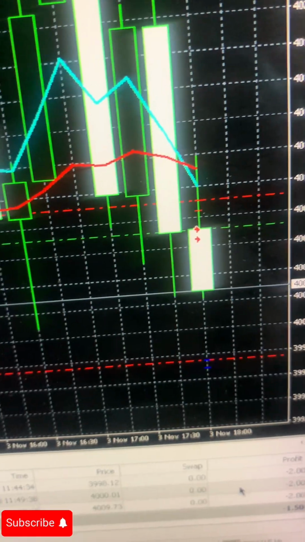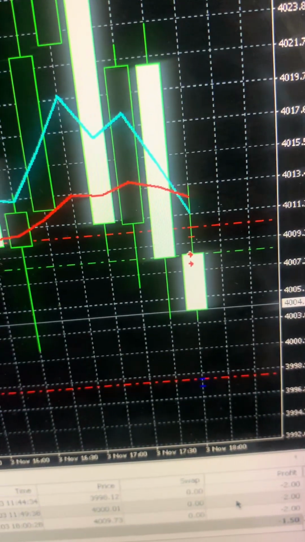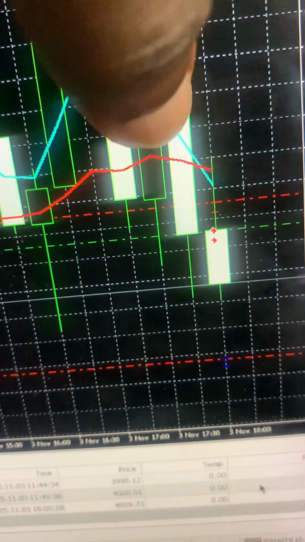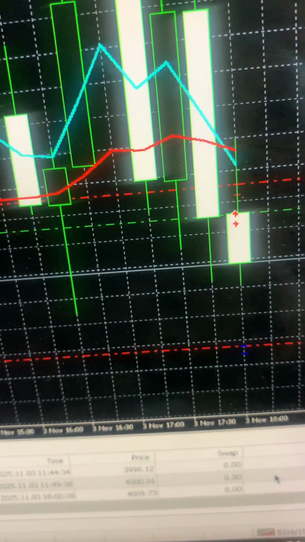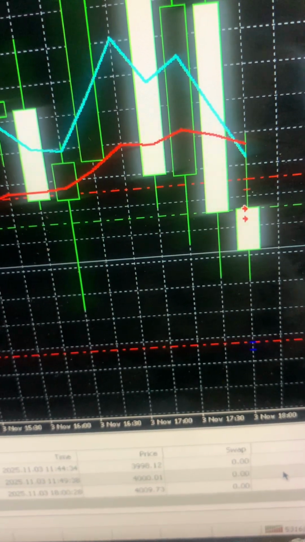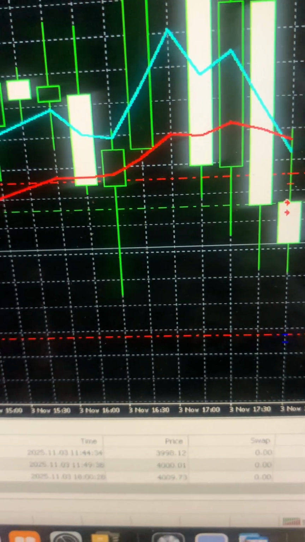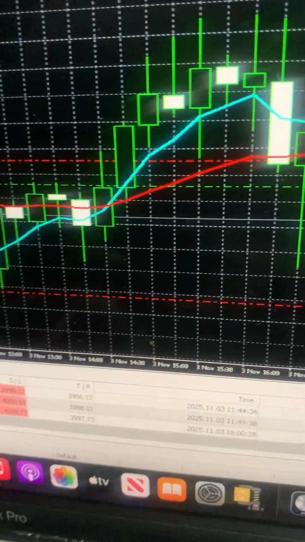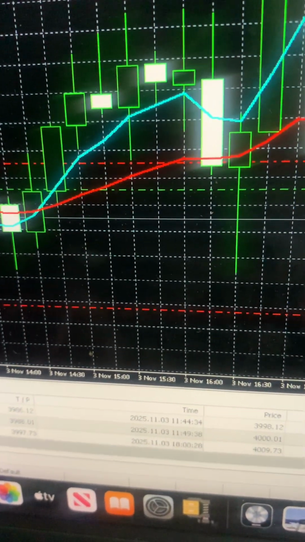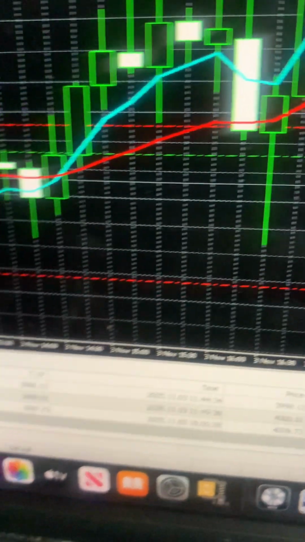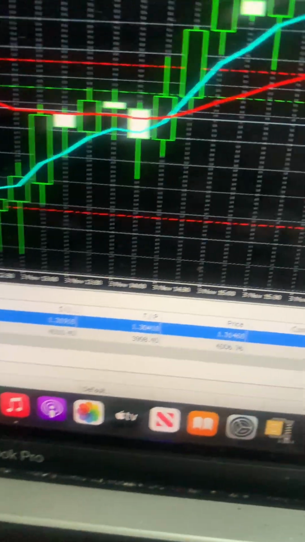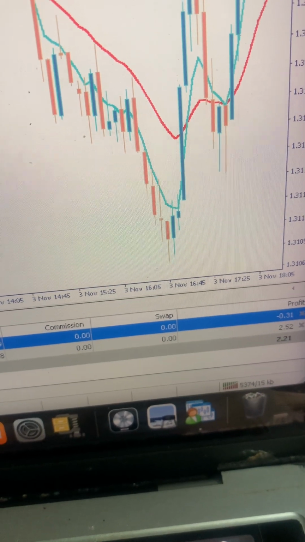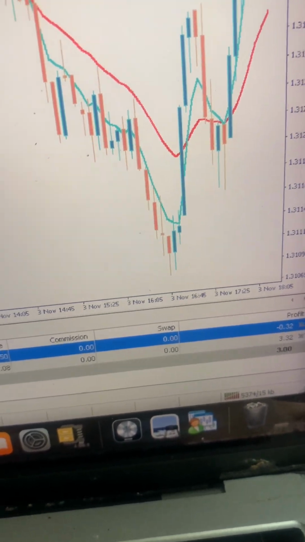You can see, it has entered at the cross of this thing, the moving average. Let me go to the trade. You can see gold. Oh, this one has gone back.